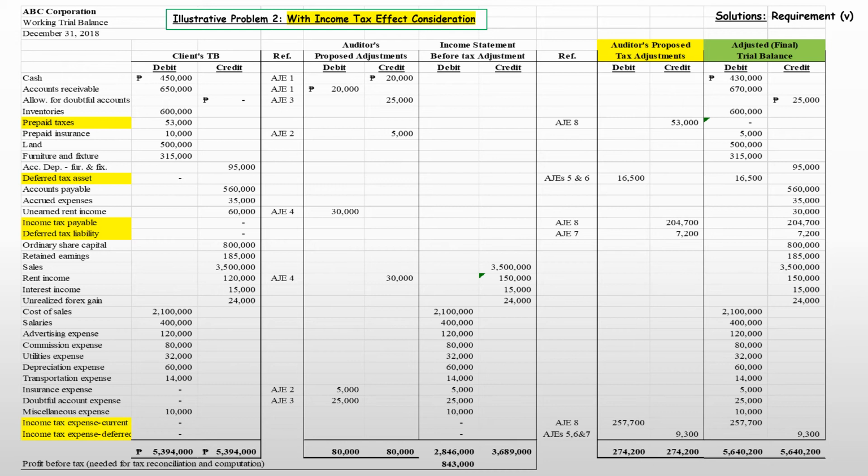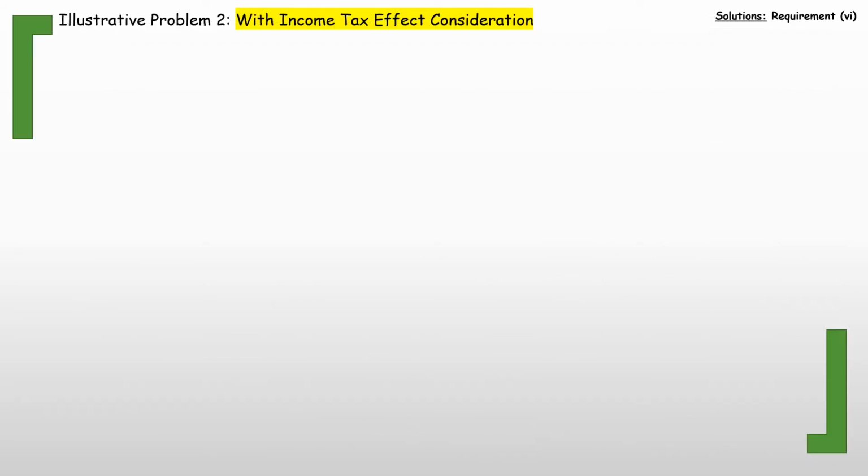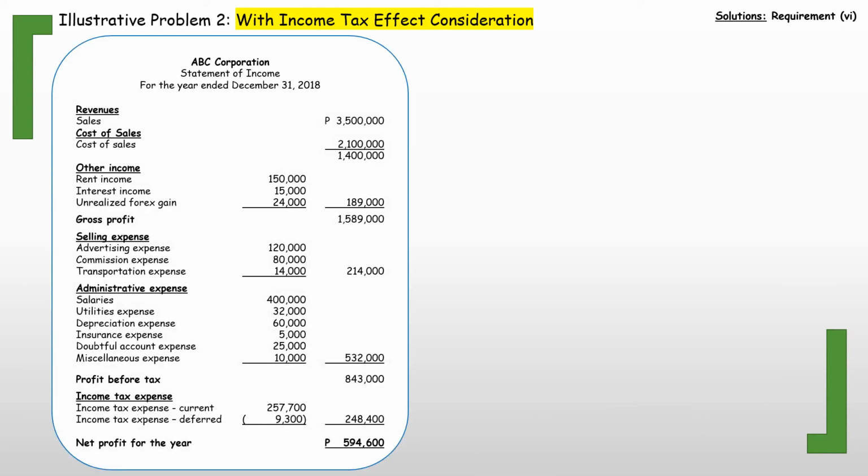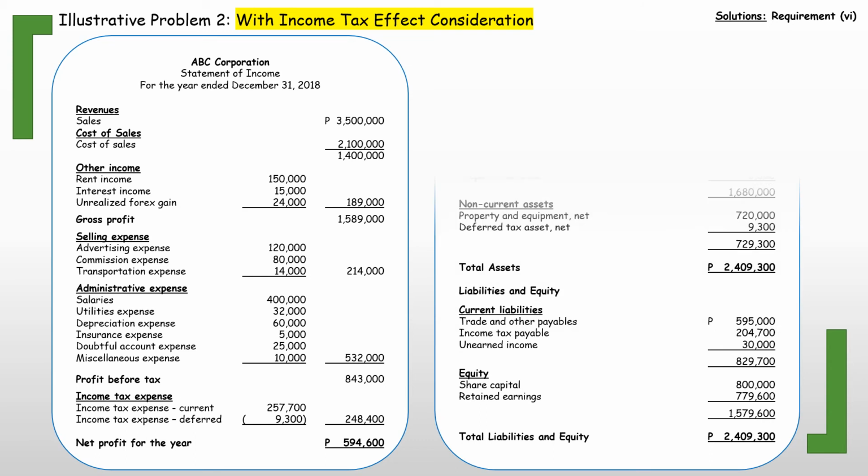Then, we have our auditor's proposed tax adjustments based on our reconciliation. Then, finally, we have the adjusted trial balance. Ito yung magiging base natin sa preparation ng statement of income and statement of financial position. For our last requirement, ito na yung ating statement of income and statement of financial position.